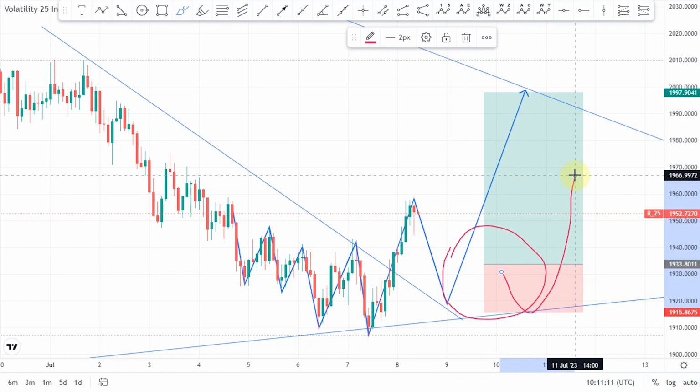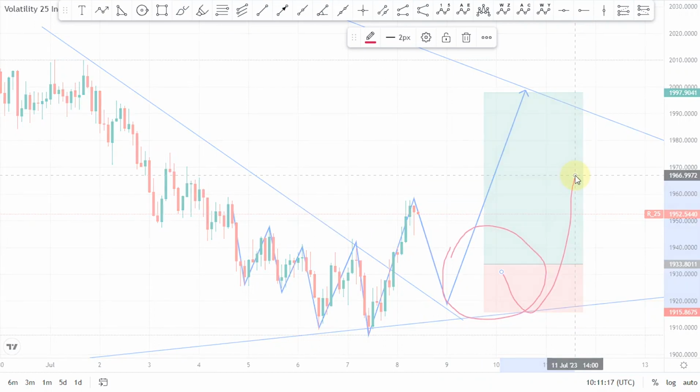So this is top-down analysis for you. That is the best way to analyze the market, be it synthetic, crypto, forex, and stock. When you do top-down analysis, you should be able to know where price is coming from, where it's going, and you're going to trade with much more accuracy.